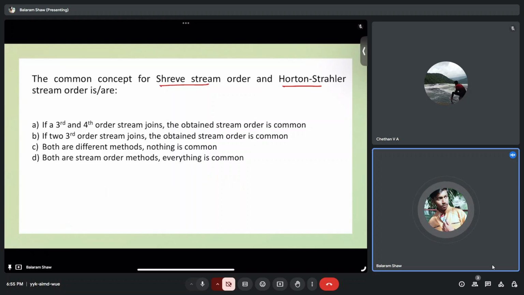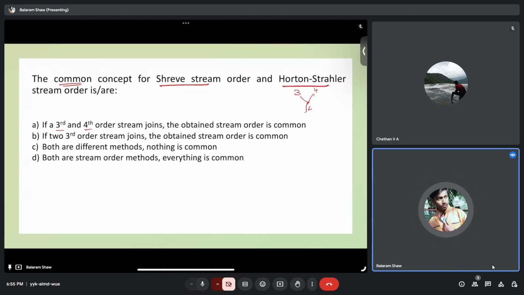Okay, so the first option: we need to find what is the common concept we should know. The first is, if a third order and a fourth order stream join, the obtained stream order is common. I mentioned that in Horton-Strahler, if a third order and a fourth order stream are joining, then the stream that we'll have will be the maximum of both of these. That will be 4, right? So as per Horton-Strahler, it will be 4.